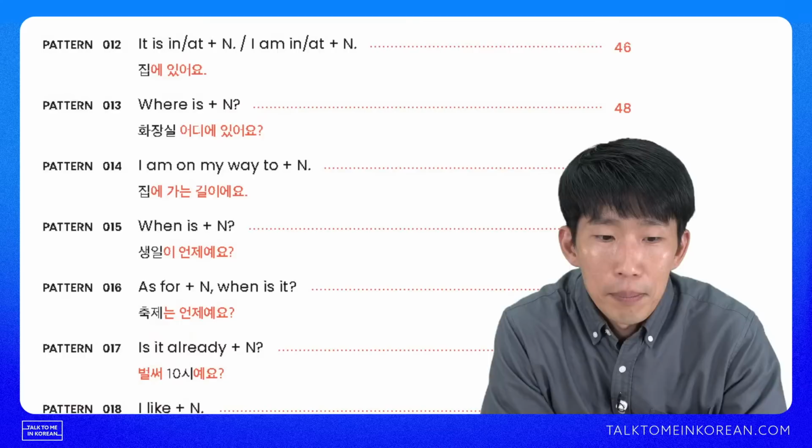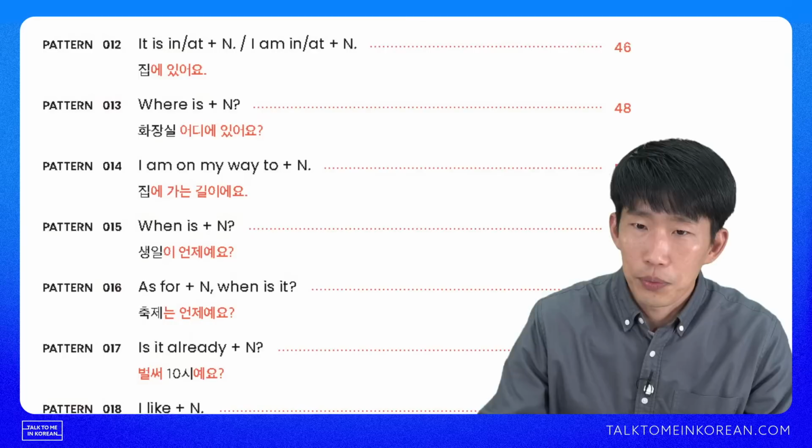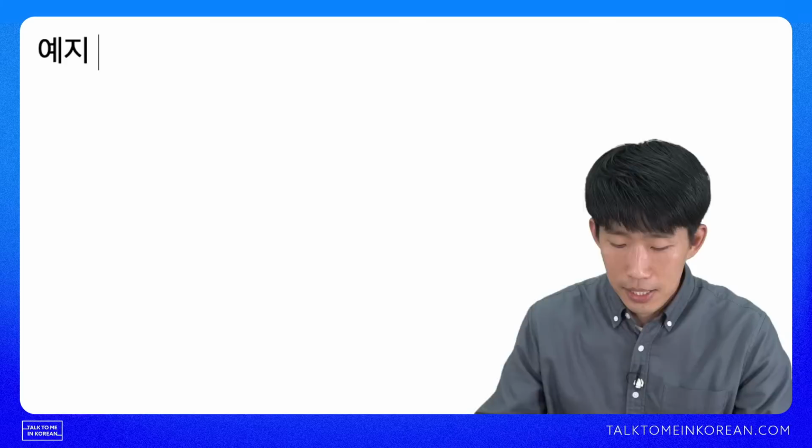Yeah, you can keep going like that. And Timeless9492 said, 예지 선생님은 어디에 있어요? That's a good sentence. 예지 선생님은 어디에 있어요? Yeah, Yeji's over there in the other room.